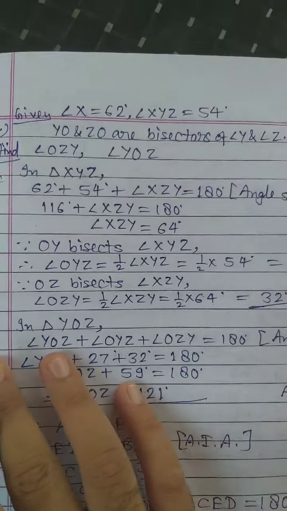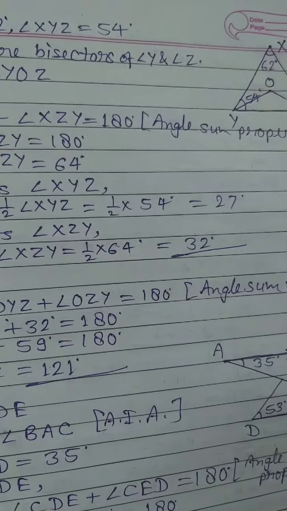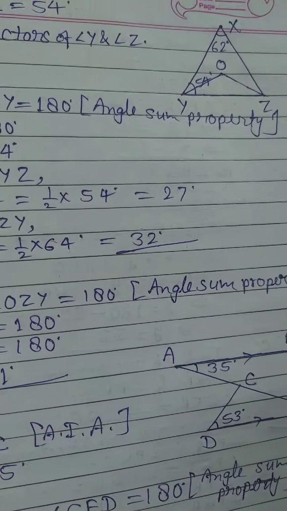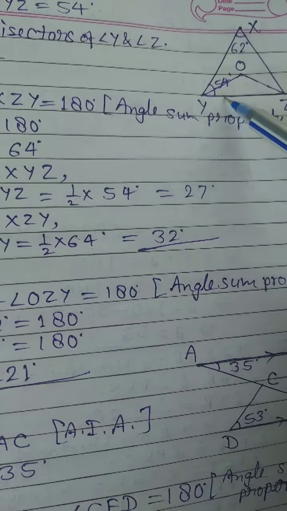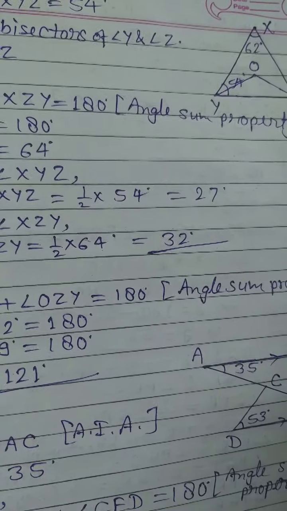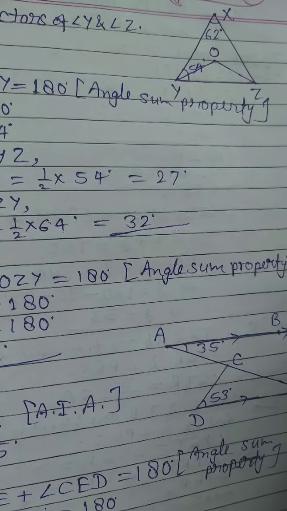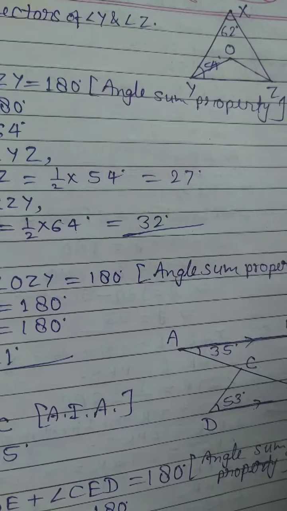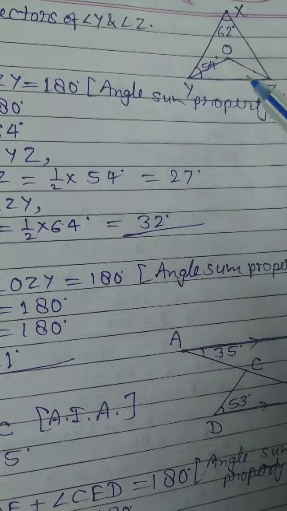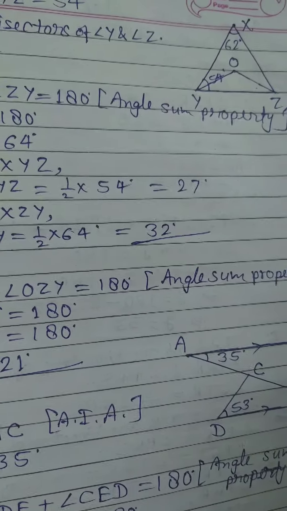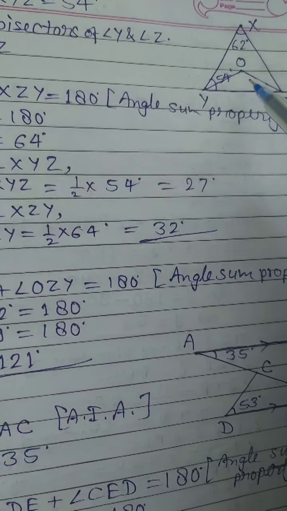Okay. Now move to the second question. In the given figure, in this triangle, angle X is given as 62 degrees, angle XYZ equals 54 degrees, meaning total angle Y is 54 degrees. If YO and ZO are the bisectors of angle XYZ and angle XZY respectively of triangle XYZ, then find angle OZY, this half angle, and angle YOZ, meaning angle O we have to find.